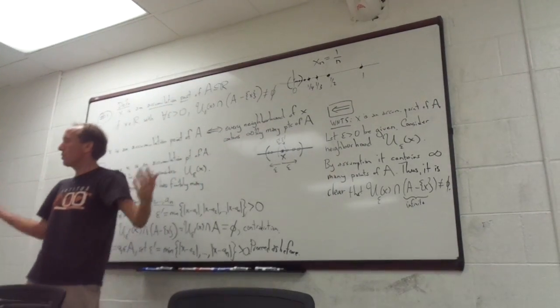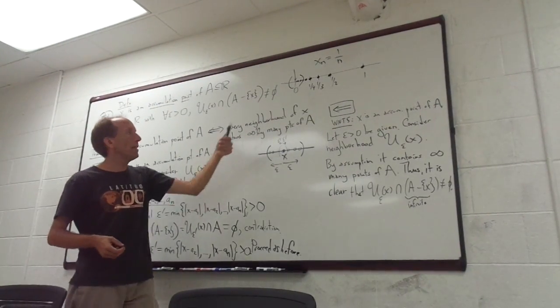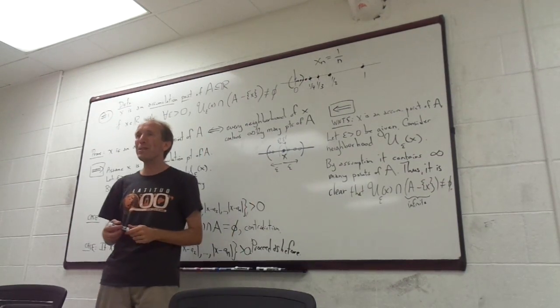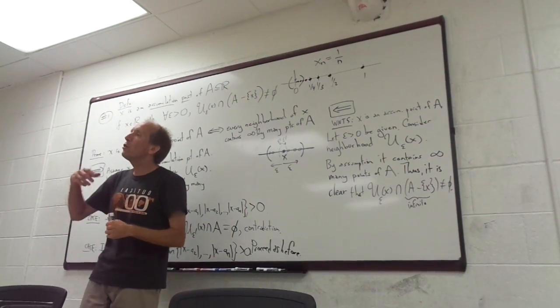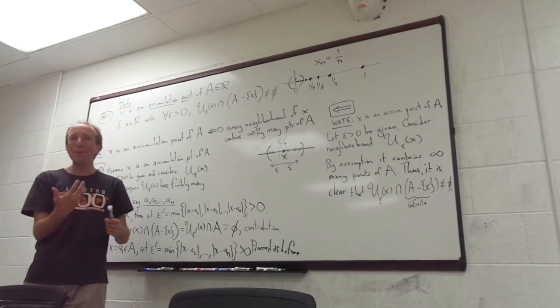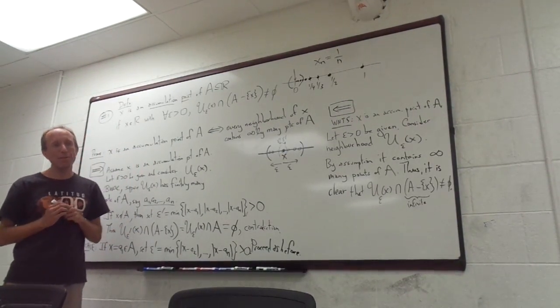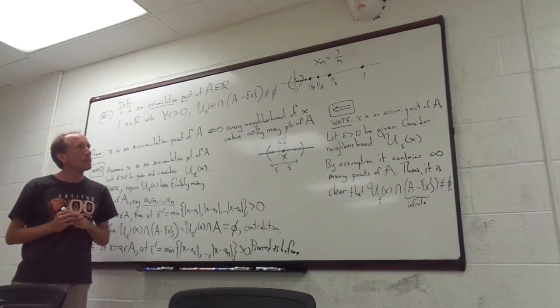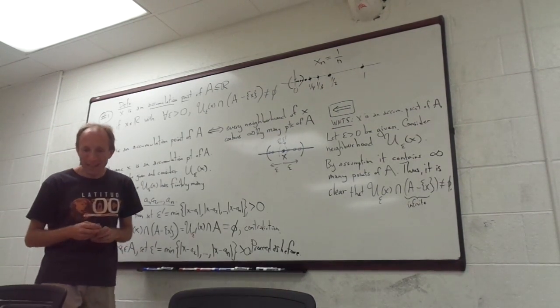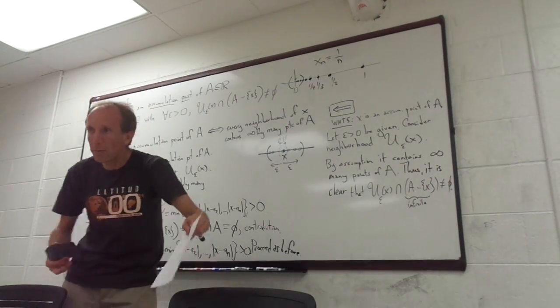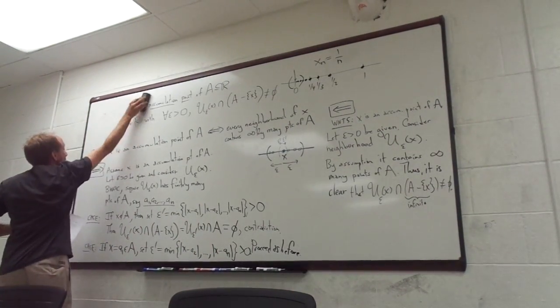If I want to prove that x is an accumulation point, I just have to show that every neighborhood of it contains infinitely many points of the set. That could be a useful way of thinking about what an accumulation point is. It's a little different than the definition. Good enough? Okay, great. So that's the first problem. Let's go on to the next one.